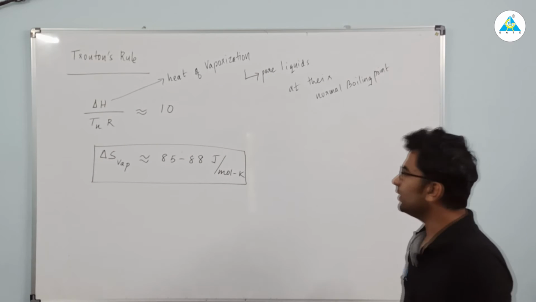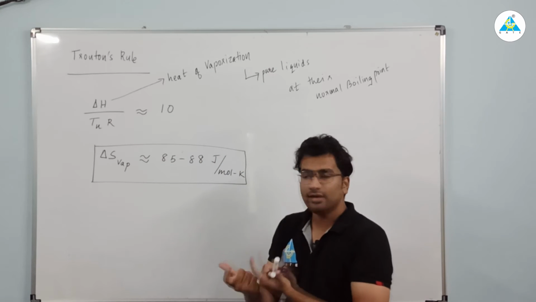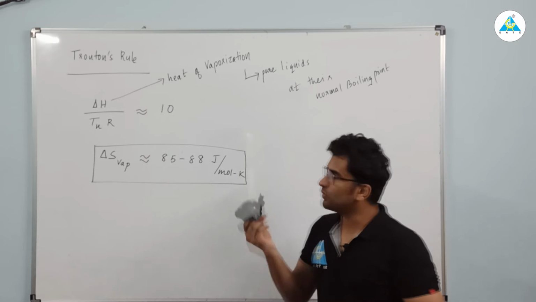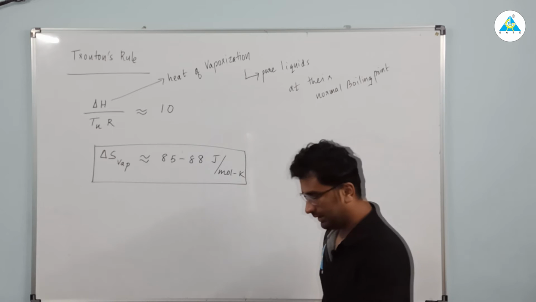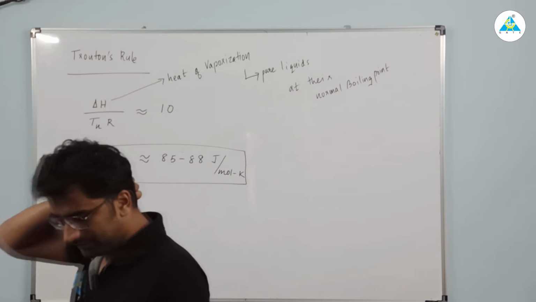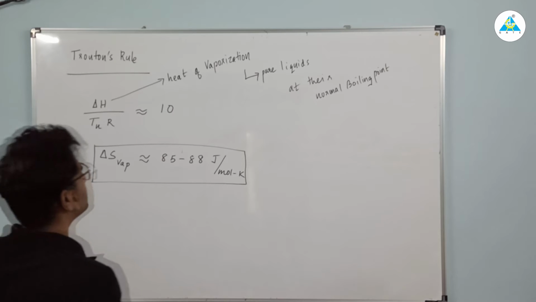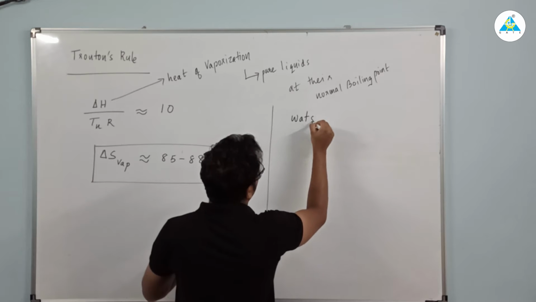So using this value of 85 to 88, you can calculate your delta H, using your normal boiling point. Simple. Clear? This is the meaning. You can remember this equation, that's all. Now the second relation you have is Watson's rule.